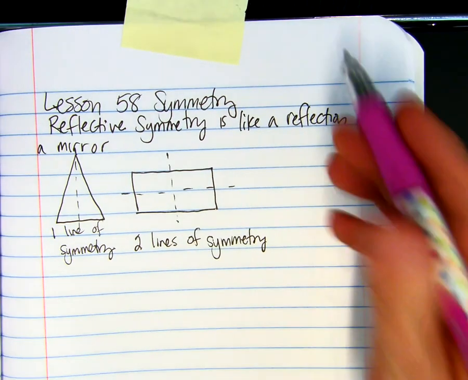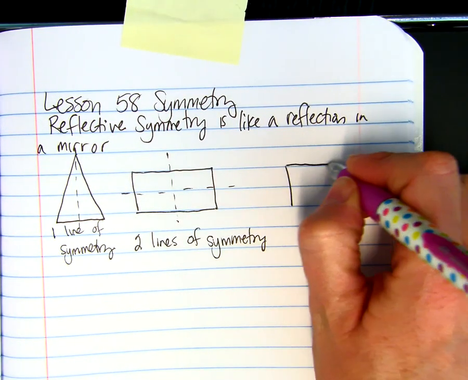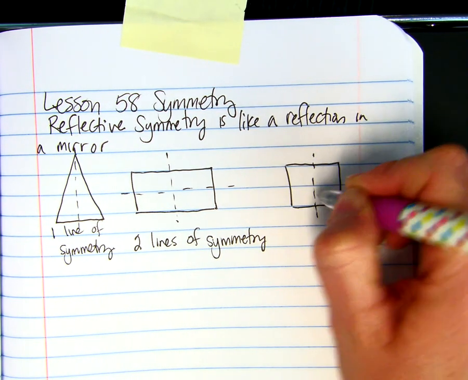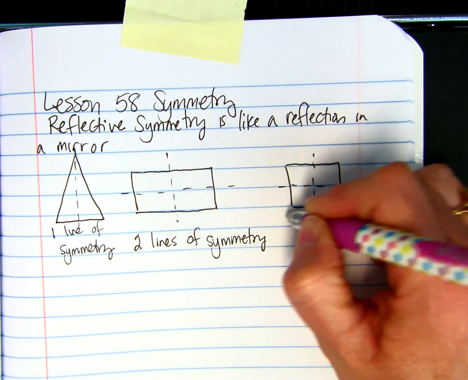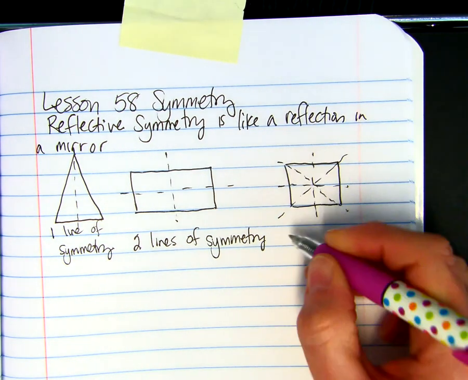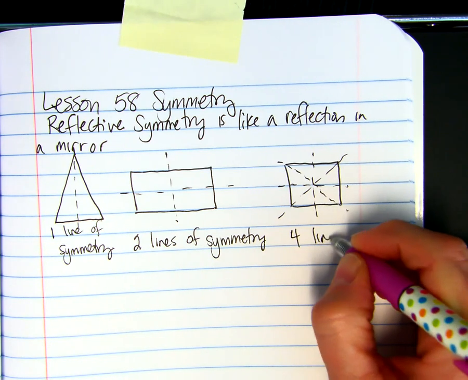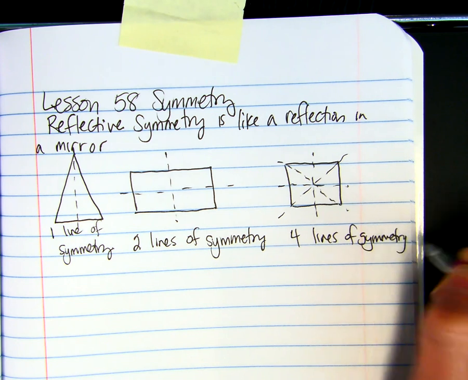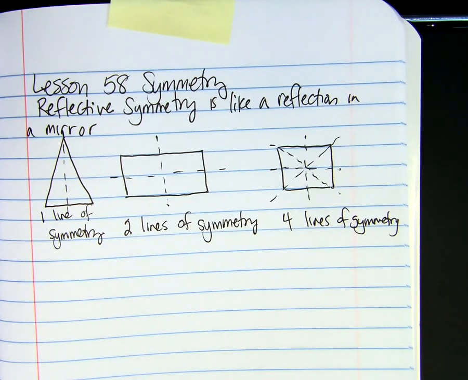Now a square does. So if you had a square, then that's going to have four lines of symmetry because you can go through the top and bottom, two sides, through the corners. So that has four lines of symmetry. So the line that you draw is called a line of symmetry.